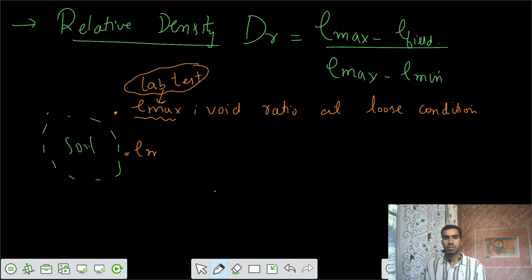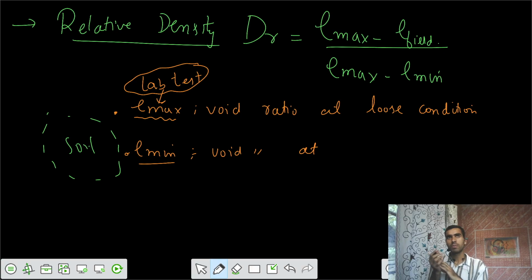After that, we have E minimum, which we call the minimum void ratio. That is the minimum possible value of the void ratio for that particular soil. At this condition we have the minimum volume of voids, which means more solids are placed inside a particular volume and fewer voids.